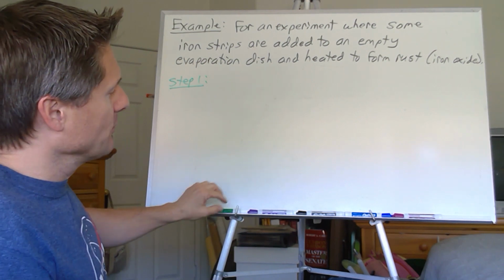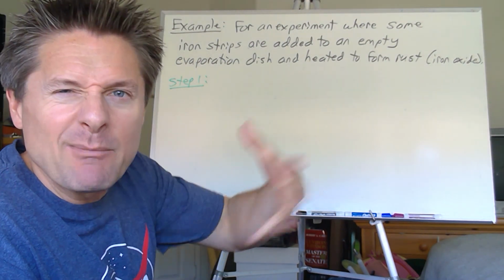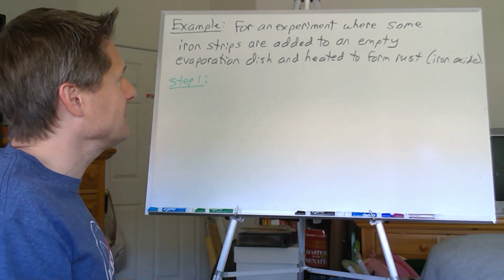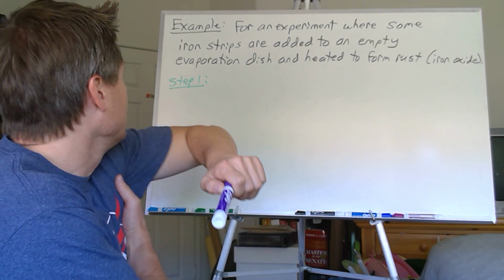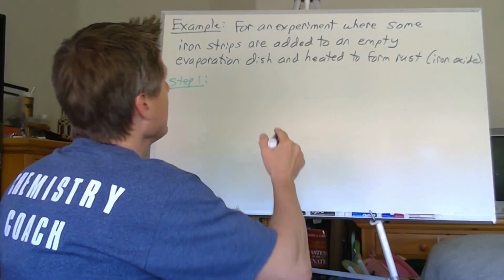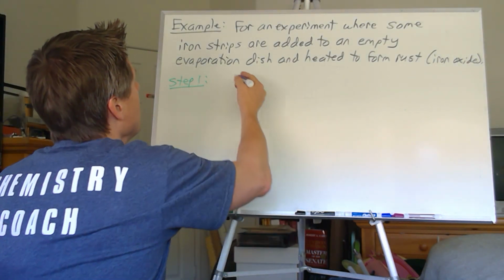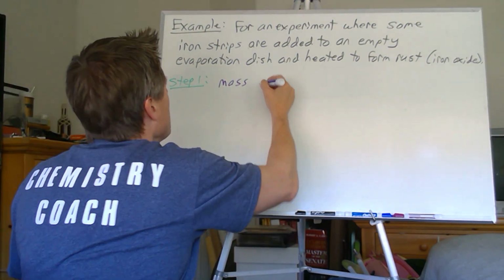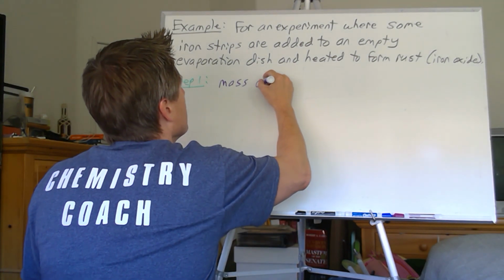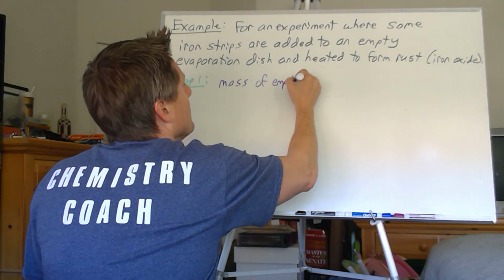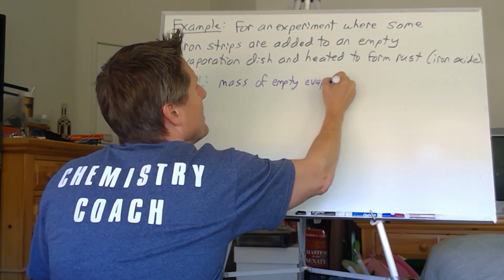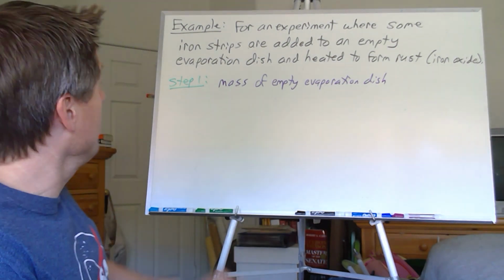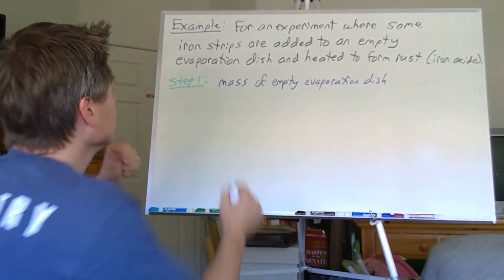So let's take a look at what measurements we're having here, and let's label those A, B, C, D, etc. All right? So based on looking at this, and it doesn't matter what order you put them in at this point. So we're measuring the mass, would you agree, of the empty evaporation dish. So let's put the empty evaporation dish here. So we weigh that, and then we're going to put the iron strips in there and weigh that.